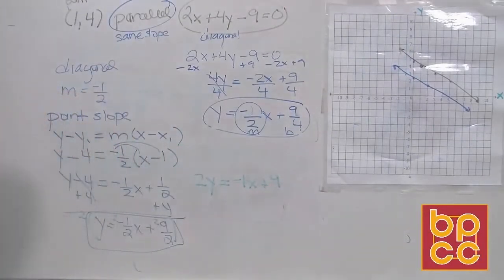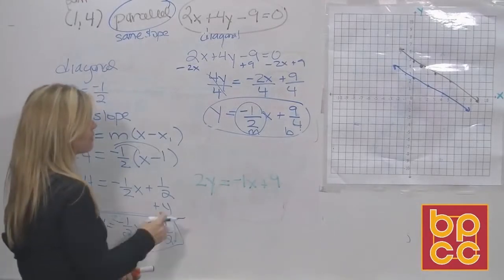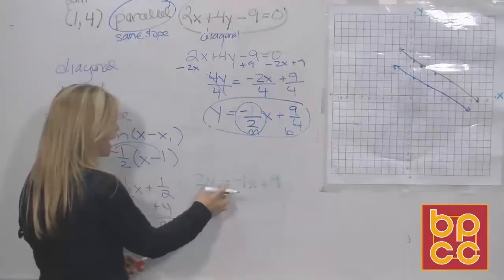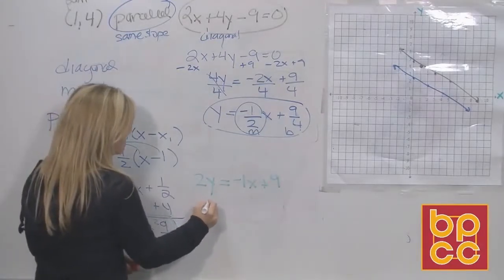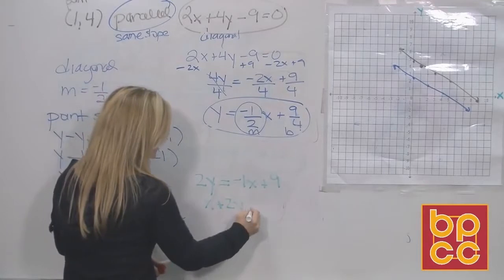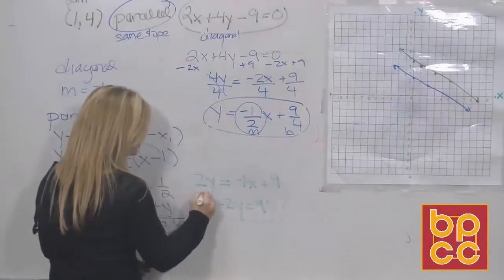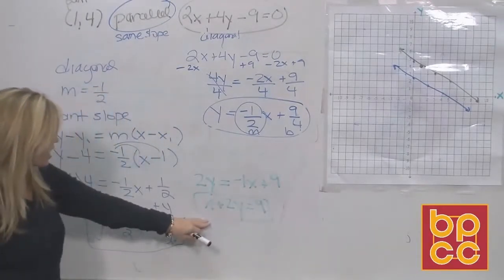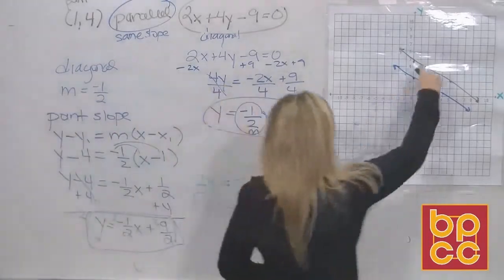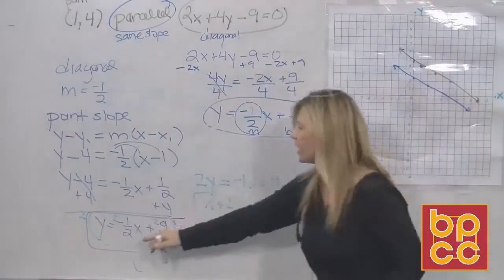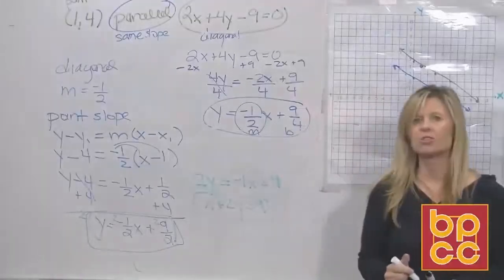But that's only half the battle. Once you get rid of the fractions, then you have to get the terms on the same side. So I'm going to take the -1x and add it to the left. So that would be x plus 2y equals 9. That is the equation of the new line in standard form. This was the equation of the line in slope-intercept.